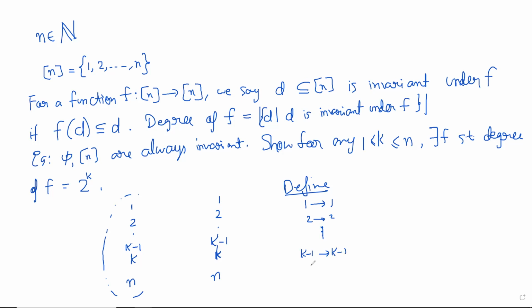So you want to map k to k plus 1. N will go to k. Why will n go to k? Oh, okay, right. So you send n minus 1 to n and n to k.